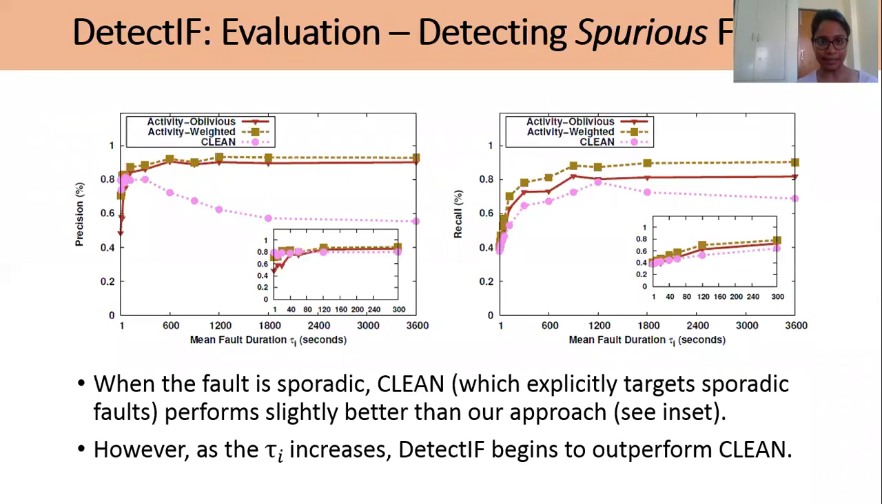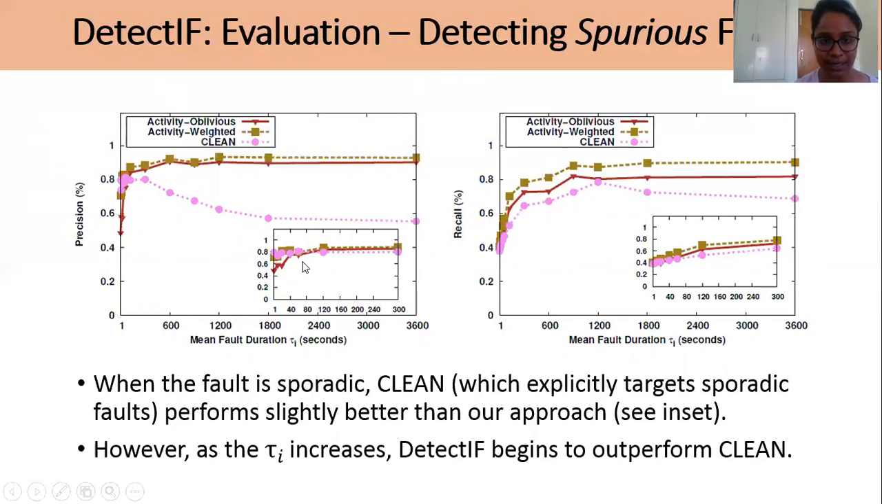So clean, let's compare it with clean first. We can see that for spurious faults, clean just detects spurious faults. And if you see the inset graph here on the left-hand side, clean is doing pretty well at first. The x-axis is basically the fault duration, how long the fault has been. So if it is very small, meaning sporadic, then clean is doing as good as our activity weighted approach. But as time progresses, the approach that clean uses basically fails after some time.